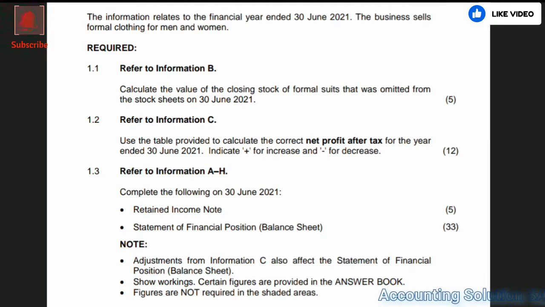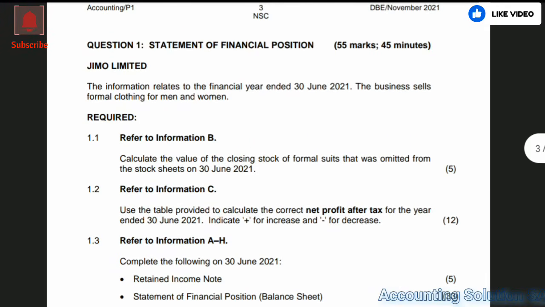However, guys, remember we must first understand our reporting period and the information that we've been given so that we will understand all the process that we are going to do. This is question 1. They say GMO Limited, the information relates to the financial year ended 30 June 2021. The business sells formal clothing for men and for women. So our financial year is going to end 30 June 2021, which simply means that it started July 2020. The reason is because we must have a 12 month period.